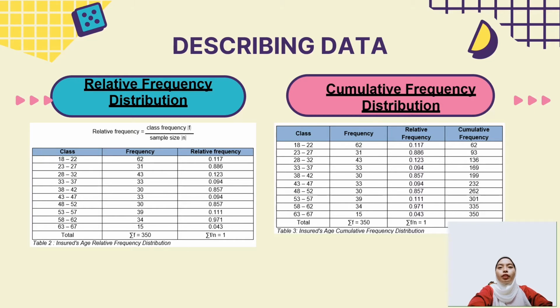For cumulative frequency distribution, the cumulative frequency of a class is the sum of the frequency for the class and all previous classes. The cumulative frequency of the last class equals the sample size. And this is the table that shows insured age cumulative frequency distribution.